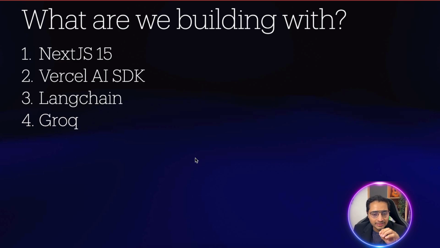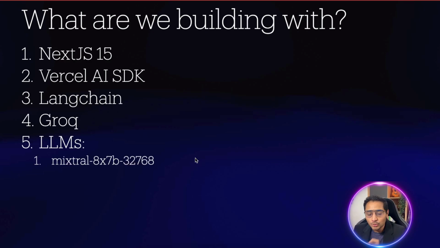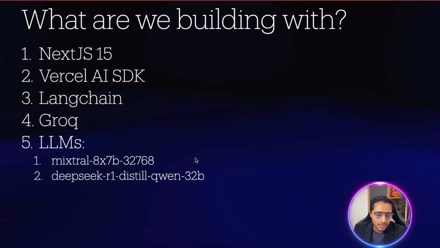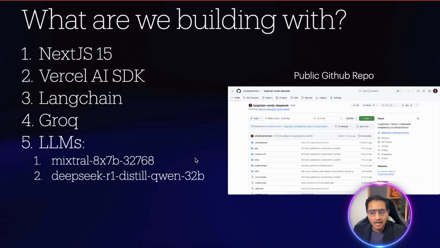We will also be using the portal called GROQ, which gives you access to free open source LLMs which are deployed on their system. The 2 LLMs which we are using are Mixtral and DeepSeek. Mixtral is for the basic chat which we are experimenting with, and DeepSeek is for more of the reasoning and more complex scenarios. I have put all of my code on a public GitHub repo. The link is in the description below, and this is what we will also be demoing in today's session.